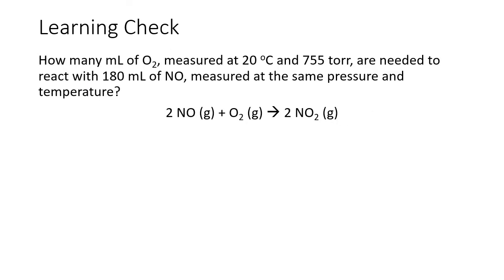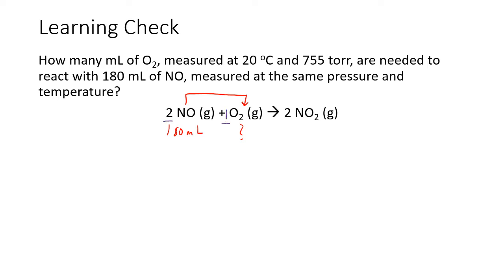How many milliliters of oxygen measured at 20 degrees Celsius and 755 torr are needed to react with 180 milliliters of nitrogen monoxide measured at the same temperature and pressure? In this example, we're starting with 180 milliliters of our nitrogen monoxide gas. We can work to figure out our unknown volume of oxygen gas by using Avogadro's principle. We're at the same temperature and pressure, so we can use our coefficients out in front.